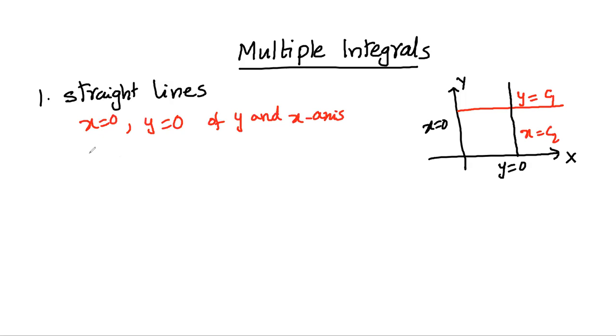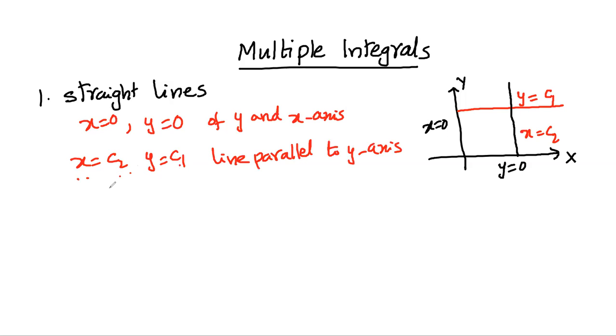Now, x is equal to C2 and y is equal to C1 are respectively equations of lines parallel to the axes. x is equal to C2 is parallel to the y-axis, and y is equal to C1 is parallel to the x-axis. So this is how we can identify them.